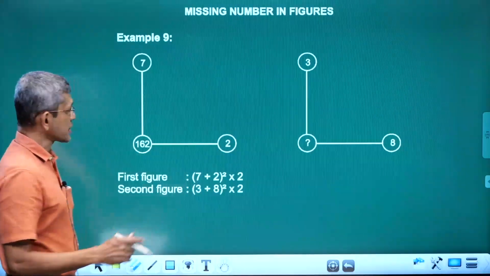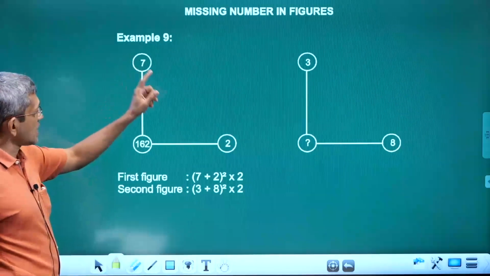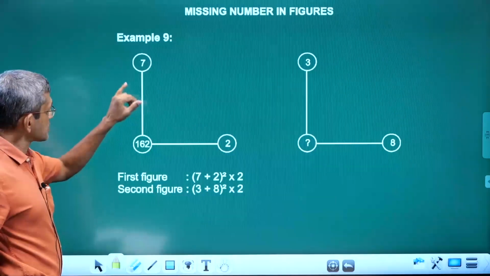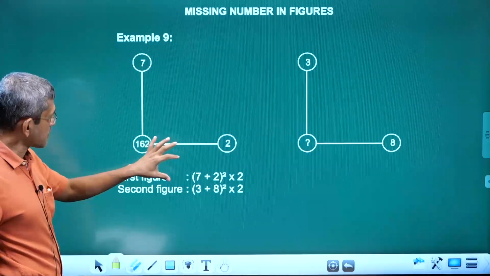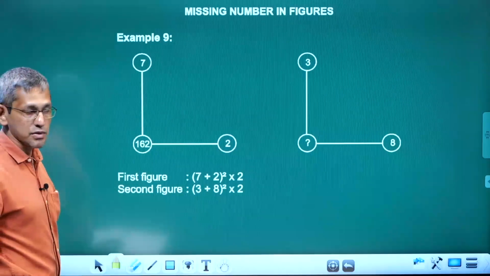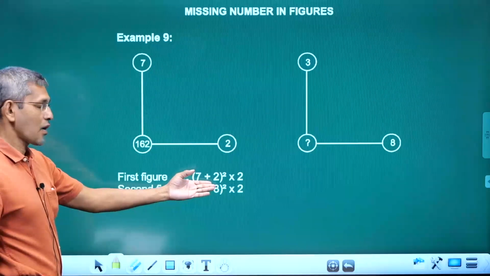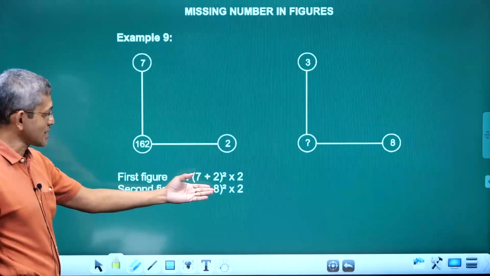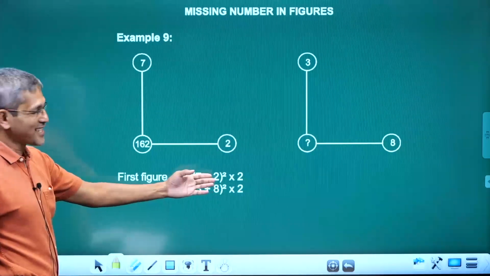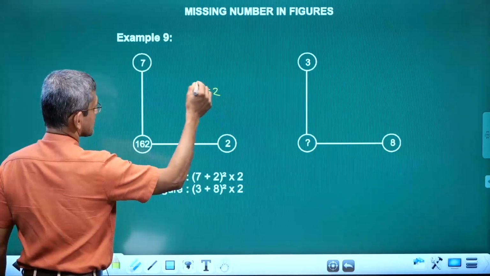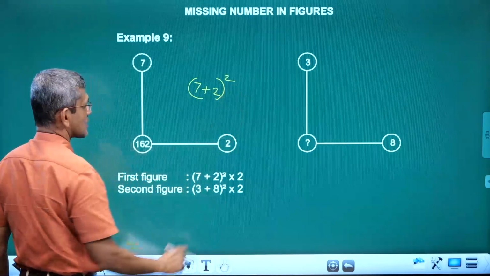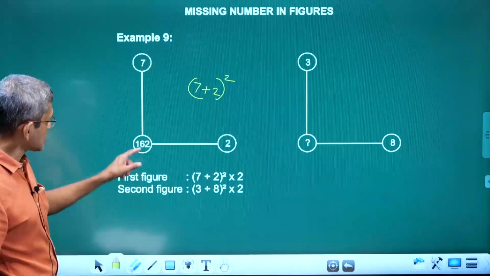It's another example we have here, 7 and 2. So these three numbers, 7, 2 and 162, there must be some kind of connection between those numbers. The solution is right over here. Okay, fine. So in that case, 7 plus 2, that is 9. 9 square is what? 81. 81 into 2, 162.